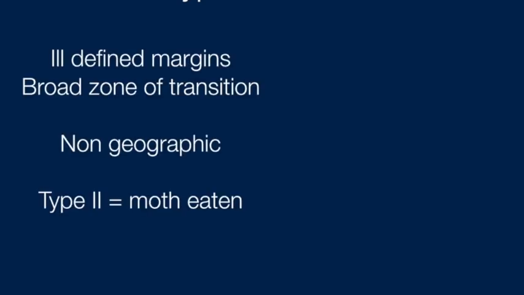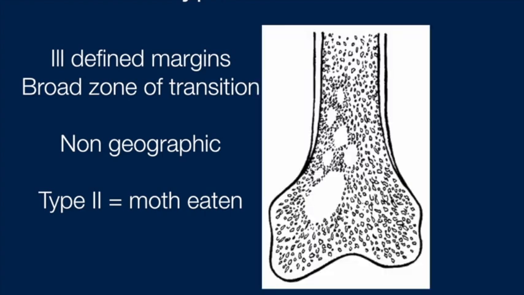Then we move on to type 2 lesions. Again, the classifications are not as important as the patterns. And this is ill-defined margins, broad zone of transition. It's not a geographic lesion. And the type 2 is the moth-eaten. So here's an example of the moth-eaten type 2 lesion.